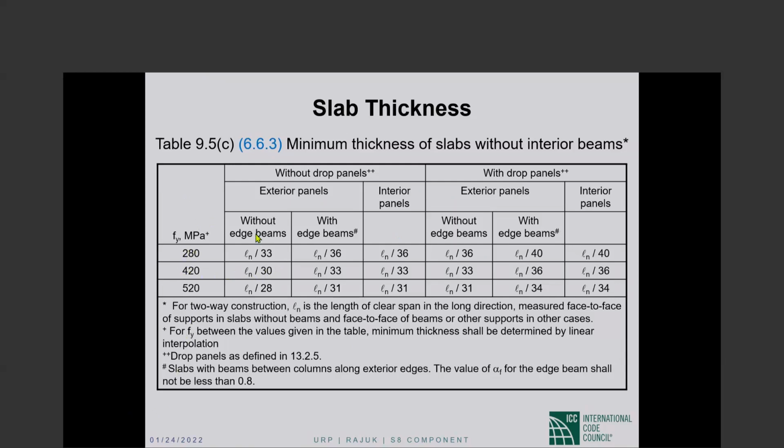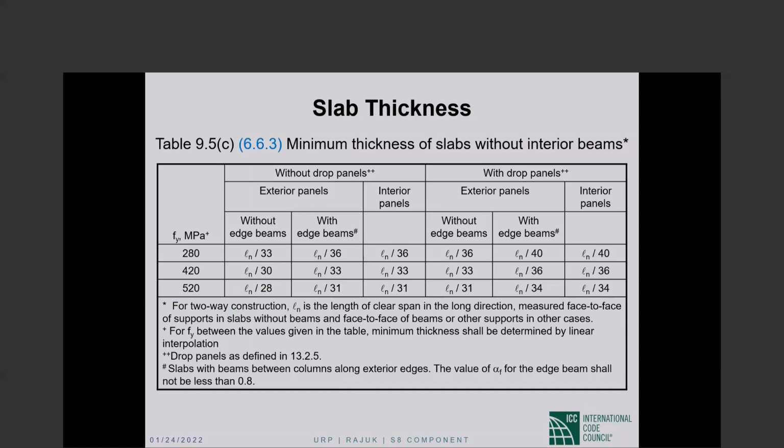So a flat plate does not have column line beams, but you can have edge beams, okay, perpendicular to the column line. So that is permitted. It used to be more common than it is today, but anyway. So without edge beam, this is the pure flat plate, no beams of any kind. L sub n over 30, the clear span divided by 30, is the minimum thickness.